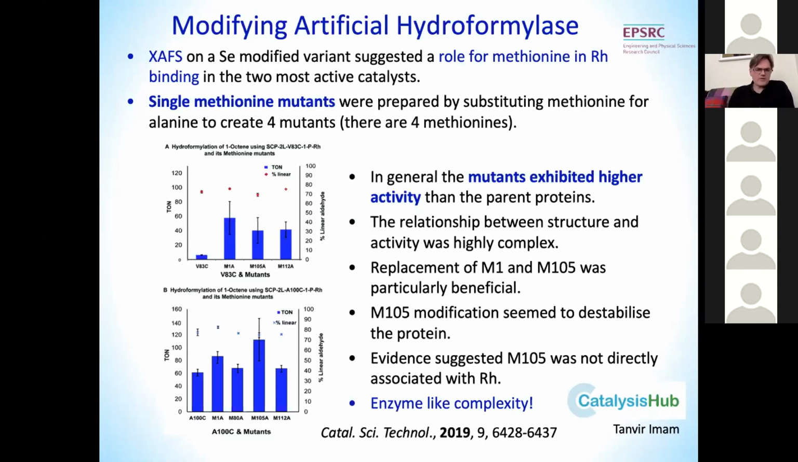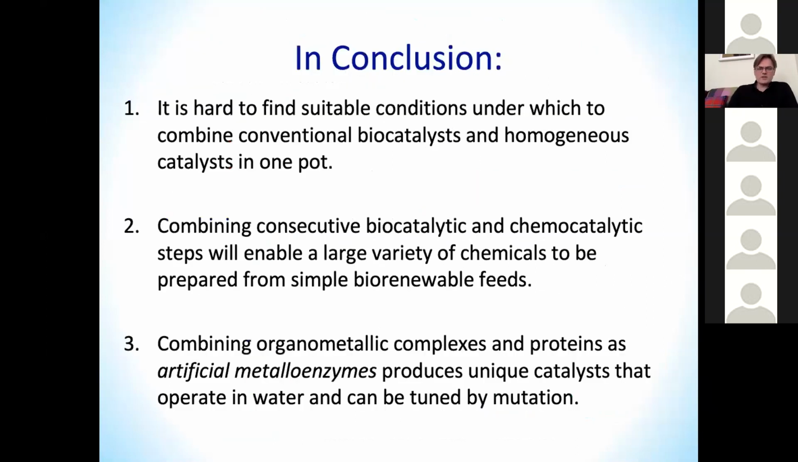There are 4 methionines in the 2 most active catalysts. We varied just 1 methionine at a time, and then we measured the hydroformylation, and Tanvir Imam is the postdoc involved in this research. To our surprise, we found that all of the mutants exhibited higher activity than the parent proteins. This is not something we can easily explain at the moment, but what it tells us is that this systematic improvement using the polypeptide is very possible for artificial metalloenzymes in the same way as it is for enzymes, and they have an enzyme-like complexity. So that's where I'd like to leave it.